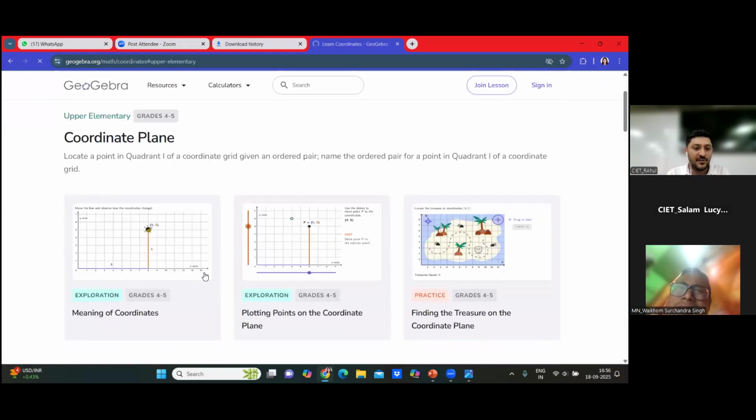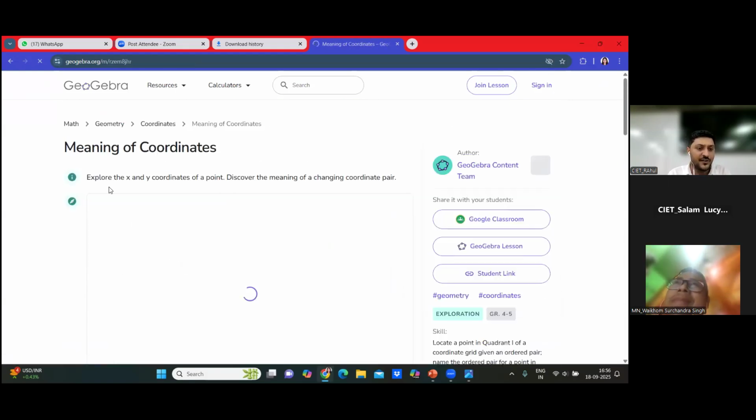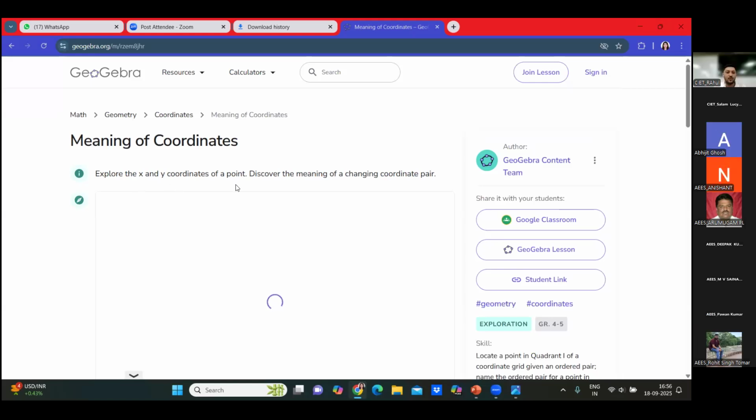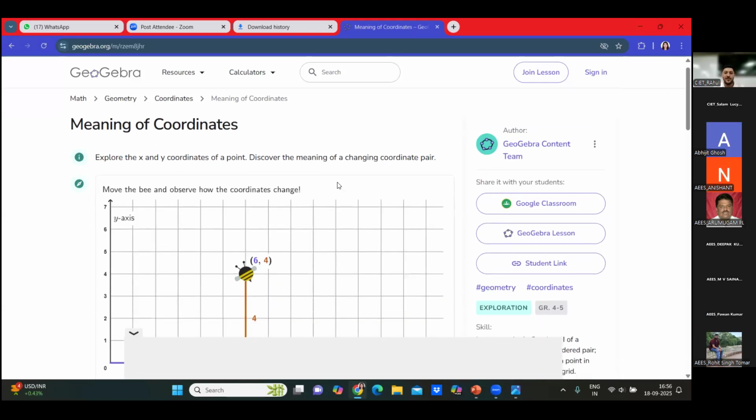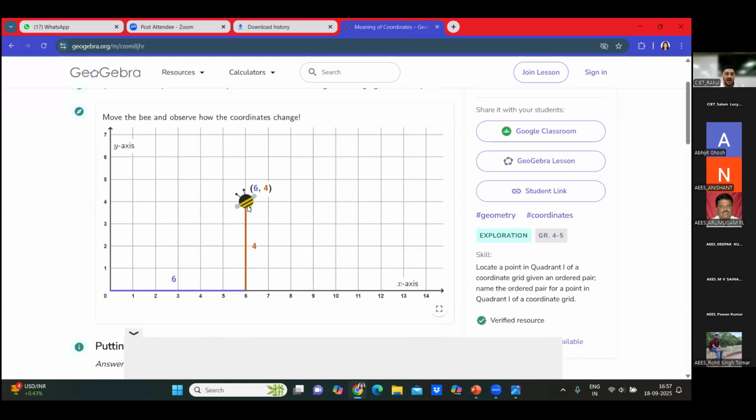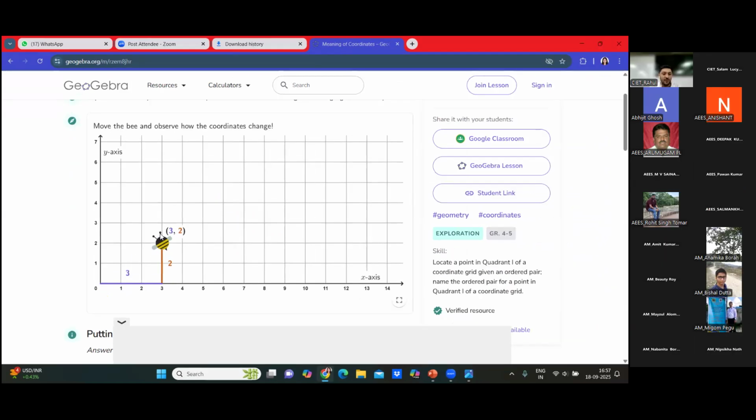We can go to number sense now. Here we explore the x and y coordinates of a point and discover the meaning of a changing coordinate pair. This is B. When we move B, the coordinates change. Like coordinates are 0 and 0. When we move here, coordinates are 1 and 1. Here 3 and 1. When we move it, coordinates are 3 and 3.